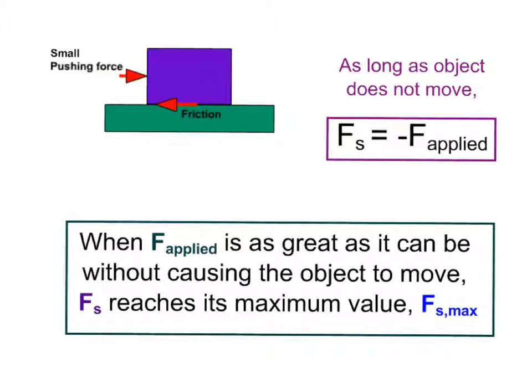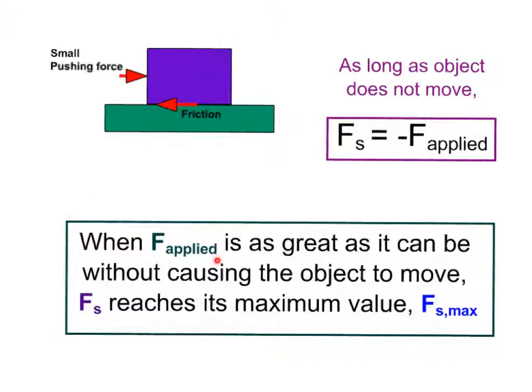We can continue to increase that small force, a little bit more, more newtons pushing this box to the right. That static friction will increase just as our force increases, as long as the object does not move. When our applied force is as great as it can be without the object moving, then we say that the force of static friction has reached its maximum value, and we designate that F subscript s, max. That means the force of static friction has reached its maximum value, and the object still is not moving.